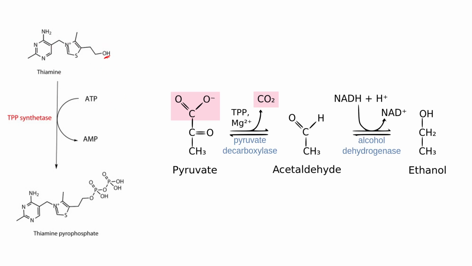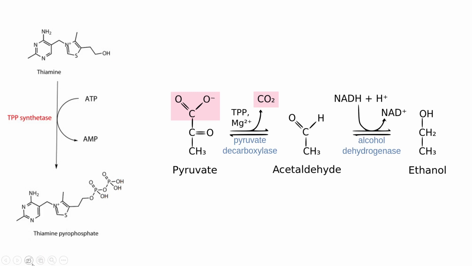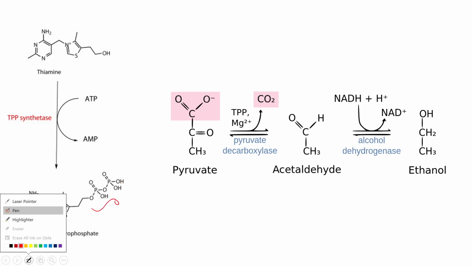OH group. So this OH is reactive and we can attach different groups to this OH, right? So if I attach two phosphate groups to this OH, what will we get? We will get thiamine pyrophosphate. Why pyrophosphate? This group is called pyrophosphate.